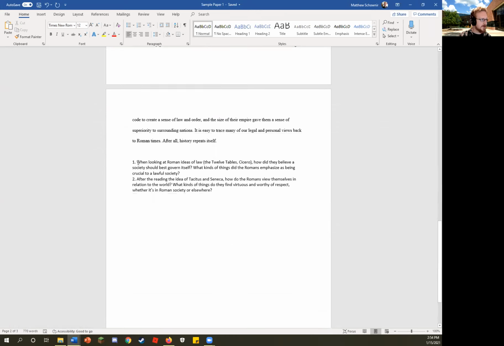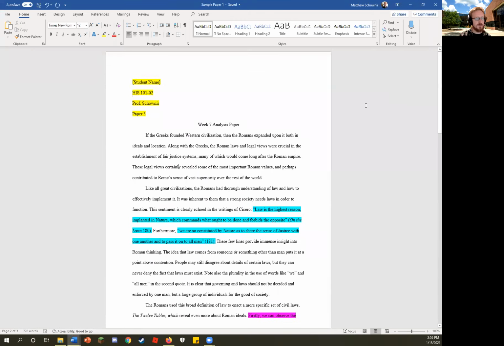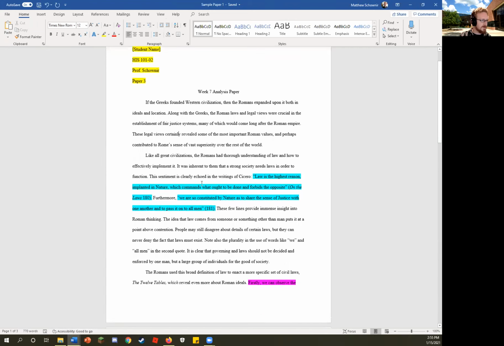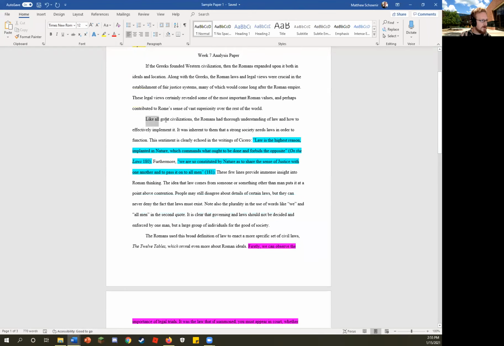So here he's addressing question number 1. I've included the prompt questions down at the very bottom, so it doesn't mess with the formatting. Here they're talking about Roman law and how Roman society believed it should govern itself. So he says, like all great civilizations, the Romans had a thorough understanding of law and how to implement it. This sentiment is clearly echoed in the writings of Cicero, which was one of our documents we read. And here he quotes it. Law is the highest reason implanted in nature.